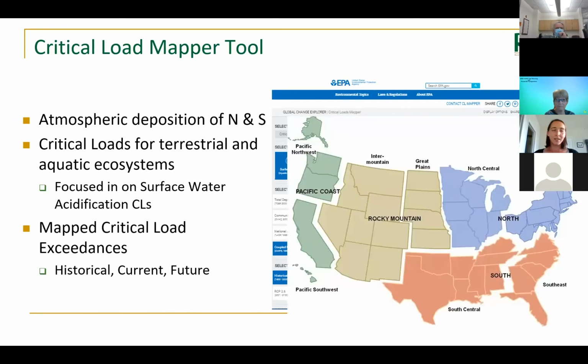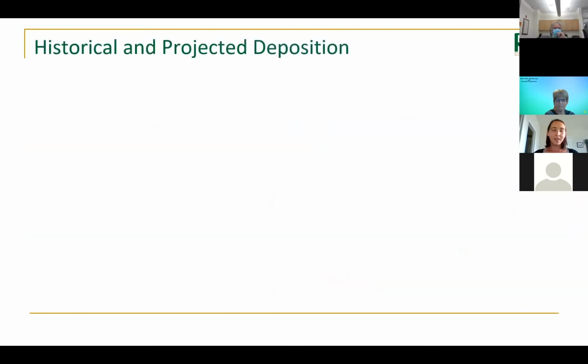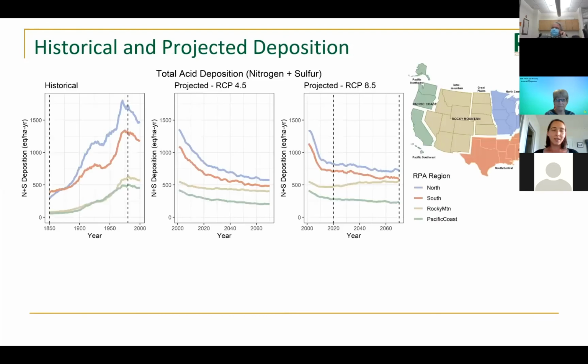And so, for reference, these are our 4 RPA regions. They are divided into subregions, although for this analysis and to keep things as simple as possible, we use the larger 4 regions here. And so we took the deposition data from the Critical Loads Mapper tool, summarized it by the RPA regions you see here, to begin to look at those trends over time and really pull out, begin to highlight the differences as you move from one part of the country to the other at a very broad brush stroke.